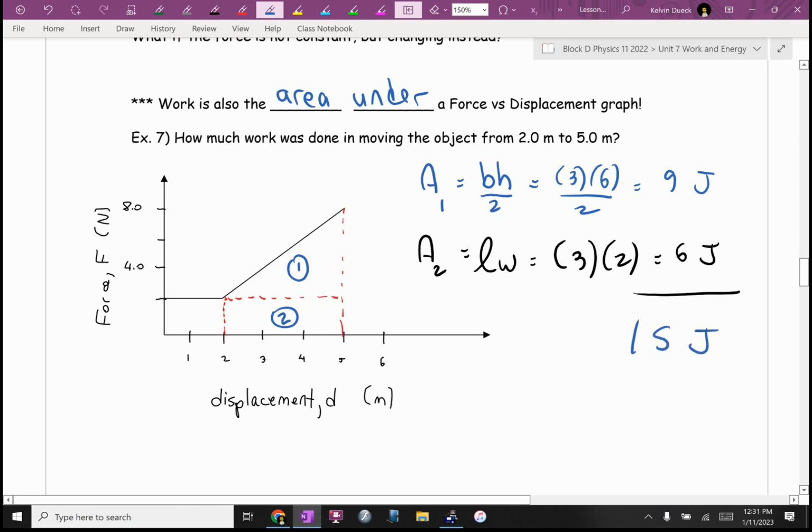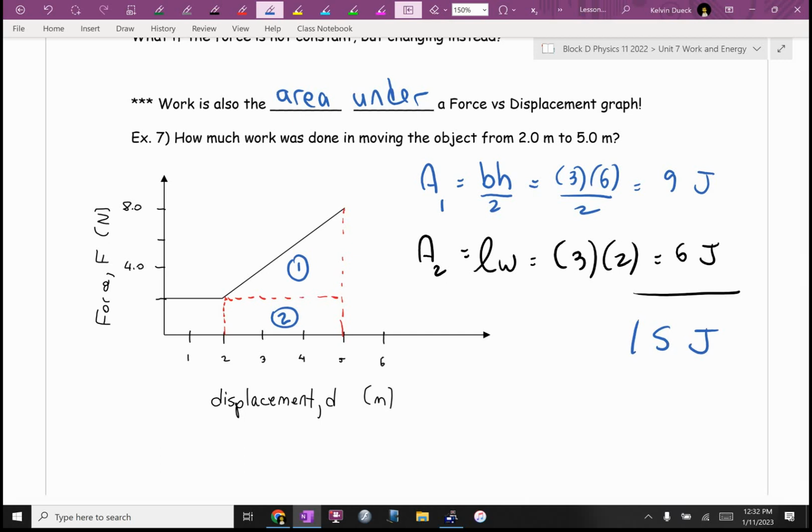How many joules of work did we do in moving this object from 2 meters to 5 meters exactly as a number? 15. How do I know when to use this method? It'll be fairly obvious. They'll give me a graph of force versus distance or displacement graph.